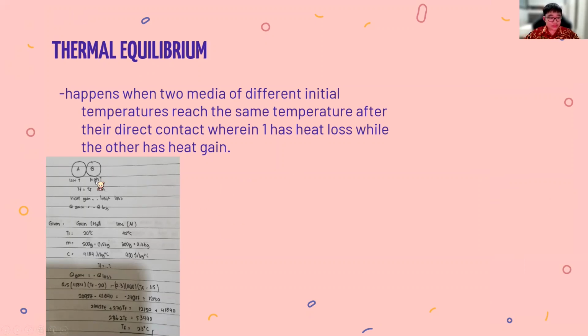And then we have two bodies, where A has a lower temperature while B has the higher temperature, which will make A have heat gain while B has heat loss. The formula for this is that the heat gain equals the heat loss. And given for this, we put all the values in, and we have the final temperature for both of the substances as 23 degrees Celsius.